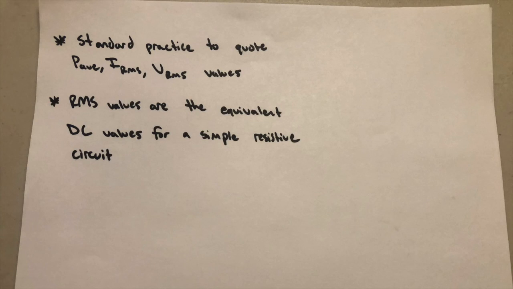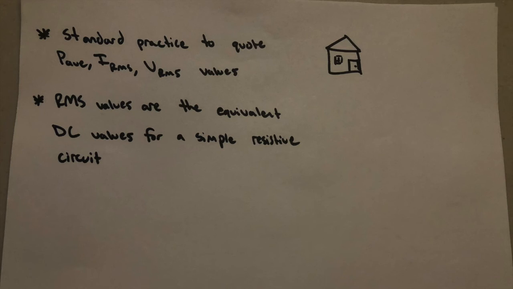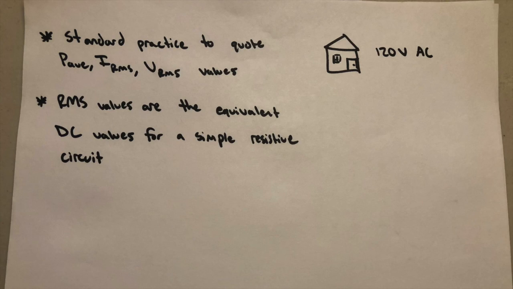And so these RMS values, we could say, are the equivalent DC values for a simple resistive circuit. By this I mean, in the case of a house that has household electricity of 120 volts in alternating current, that just means that the voltage RMS value is 120 volts, because this is the average. So it could have more and it could have less, but this is the average, and that's the easiest to share.